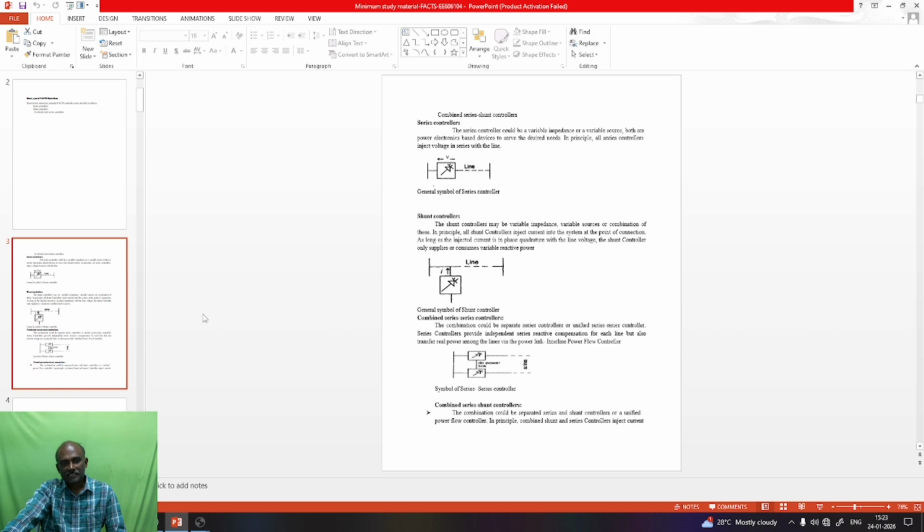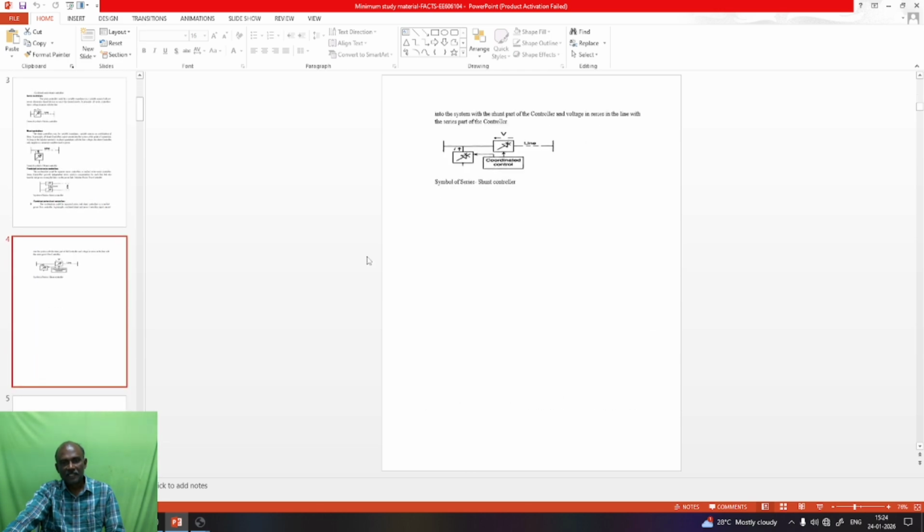So what are the devices? Series controllers. These are the FACTS devices connected in series with the system for controlling the various power system parameters. Similarly, we have the shunt controllers. They are parallel to the lines. And the combined series and shunt controllers. Here we have the FACTS devices in both series as well as parallel connections. It's a combination of series and parallel, using which we are controlling the reactive power. So it is the series shunt controllers.